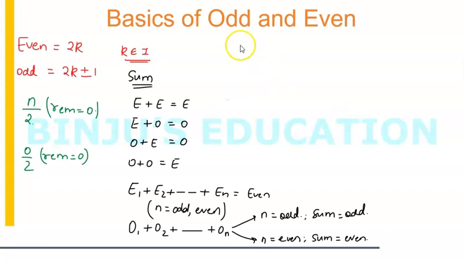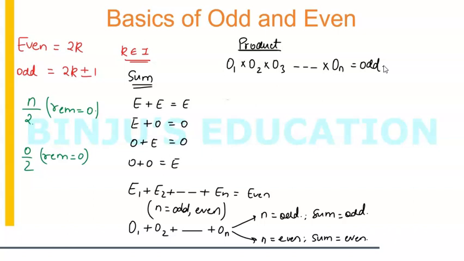All right, let's talk about product also. In case of product, remember this. If we want the product of the numbers to be odd, then all the numbers need to be odd. So if you're doing odd 1 into odd 2 into odd 3 and so on up to odd n, the nth odd number, the result is odd.